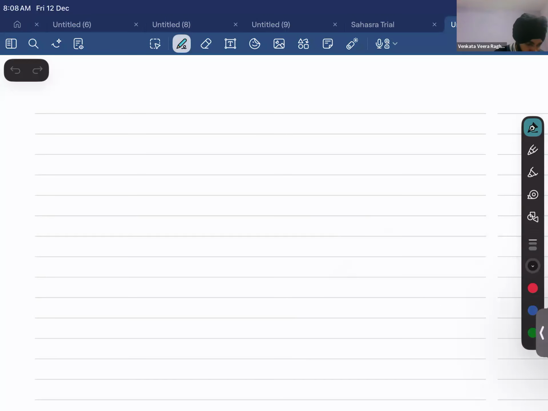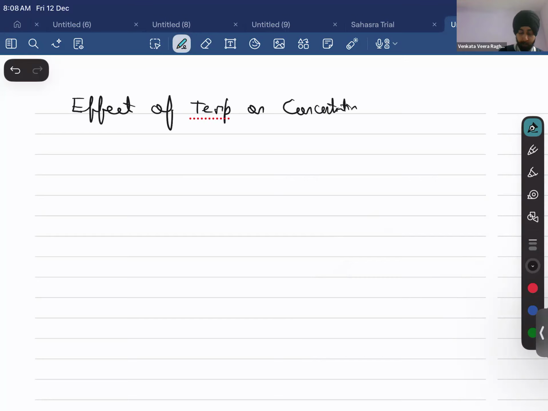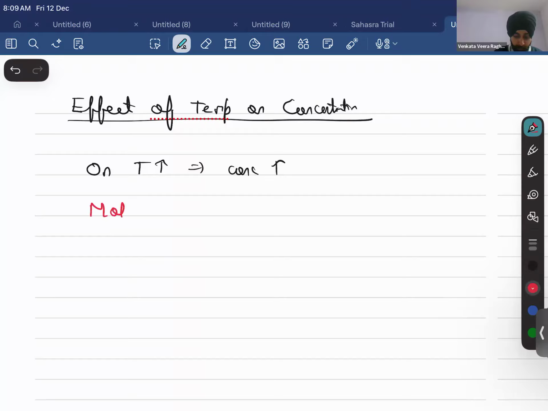Yeah. Okay. So the topic is effect of temperature on concentration. What is the effect of temperature on concentration? What happens usually is that on increasing the temperature, our concentration also increases. Just remember this thing. For us, this is the only thing we should know about the temperature effect. Which concentration term will be increased? Of course, molarity will have this effect.